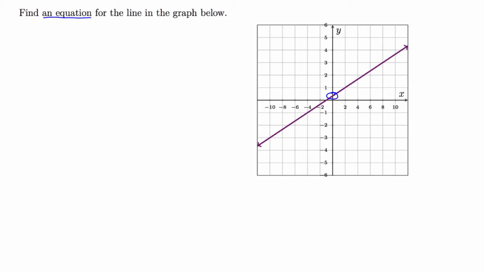So while I would typically prefer to use the slope-intercept form to state the equation of a line, this is an example where the point-slope form will become advantageous. Whether I'm trying to find the slope-intercept form or the point-slope form, the first thing I need to do is find the slope.